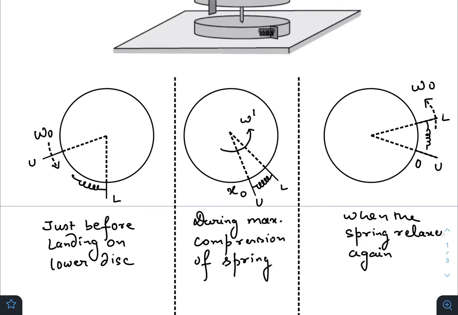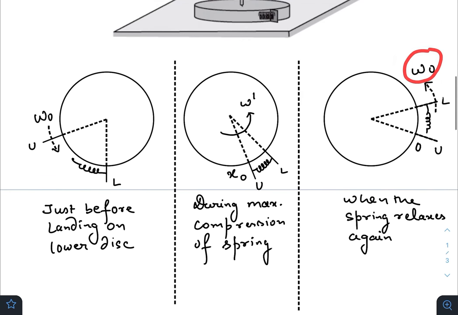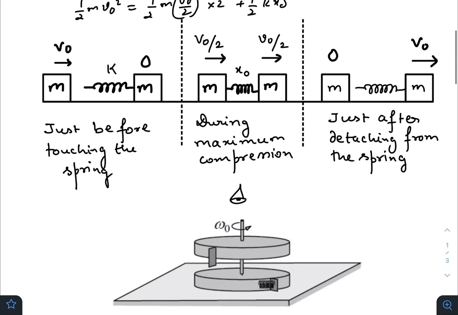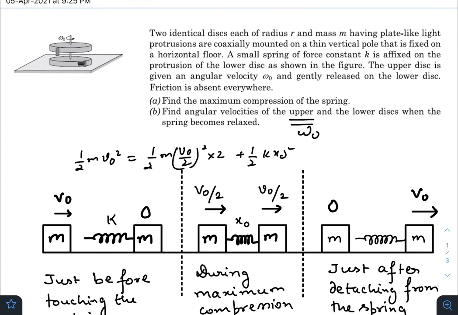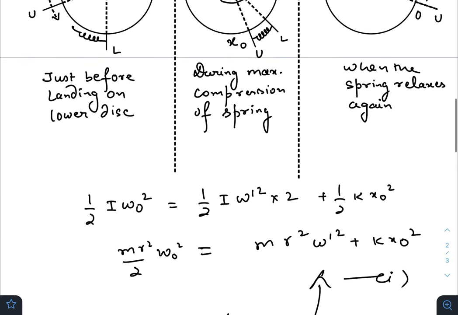Okay, and it increases the angular velocity of the lower block to omega naught, just like we have seen in this situation. Because the initial kinetic energy that was totally possessed by the upper block will now totally be transferred to the lower block, and the upper block will come to rest. Okay, so this happens, and just after this situation the spring also relaxes. So for our second question, the answer would be: the angular velocity of the upper disc becomes 0 and the lower disc becomes omega naught. Okay, so this is the final solution of this question.